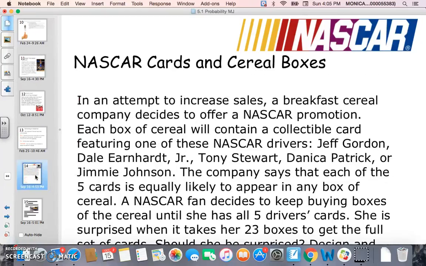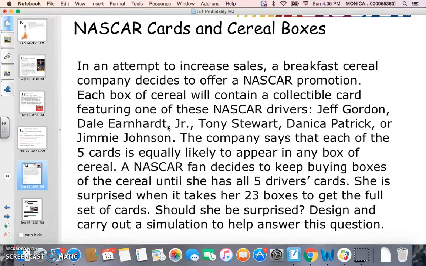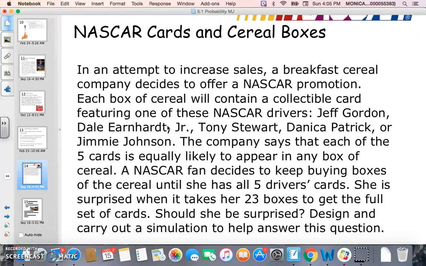Here's another, similar example. Let's say NASCAR cards are in cereal boxes. In an attempt to increase sales, and you'll see this all the time when you buy cereal. Some of you probably when you were a kid, you bought cereal just because of the prize, or you went and got a kid's Happy Meal just because you wanted the cute teeny tiny Beanie Baby or whatever. And so in an attempt to increase sales, a breakfast cereal company decides to offer a NASCAR promotion. So each box of cereal will contain a collectible card featuring one of the NASCAR drivers.